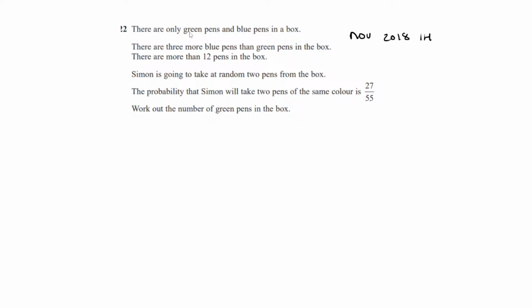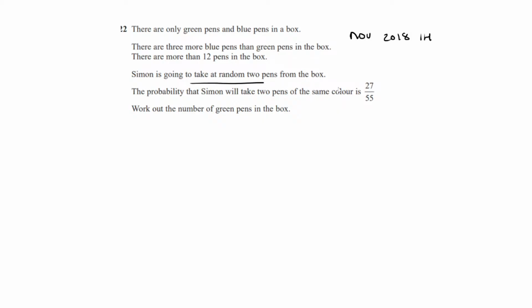Right, so here we've got, there are only green pens and blue pens in a box. There are 3 more blue pens than green pens in the box. And then they just happen to say there are more than 12 pens in the box. Actually, I think I've gone through this question in one of my videos. I think I just did a video on hardest probability, and this is one of the questions I'm pretty sure I went through. So Simon is going to take at random 2 pens from the box.